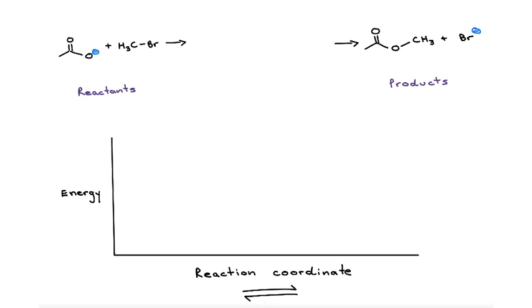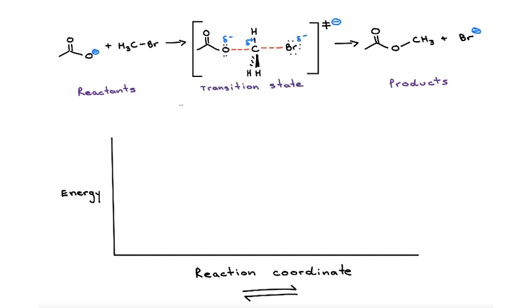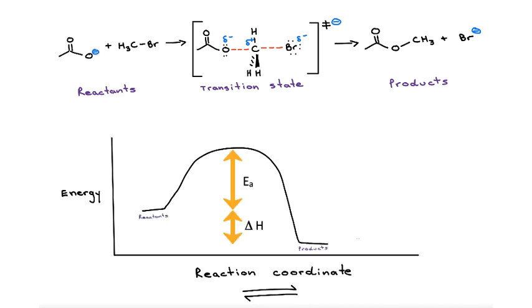The reaction coordinate diagram is shown on screen. The starting materials are methyl bromide and acetate. As they react, a transition state structure is formed, which is higher energy than the starting materials or the products. As the reaction completes, the substitution product forms, which is more stable than the starting materials. The reaction has a certain activation energy and a certain delta H. The reaction is exothermic overall.